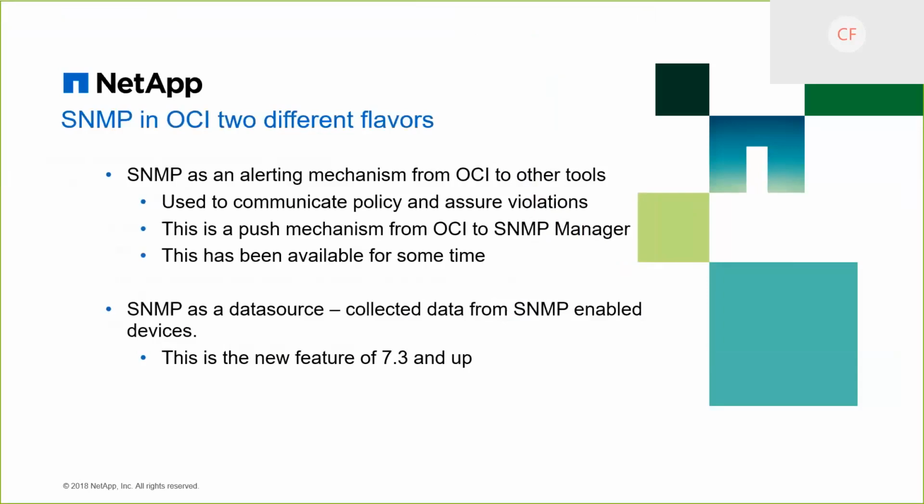The second, which is probably what most people are interested in, is SNMP as a data source. That is the ability to collect data from an SNMP-enabled device. This came in version 7.3 and up, and is certainly available in the current GA versions that you can use. But if you're still running on a version prior to 7.3, you won't have this option.